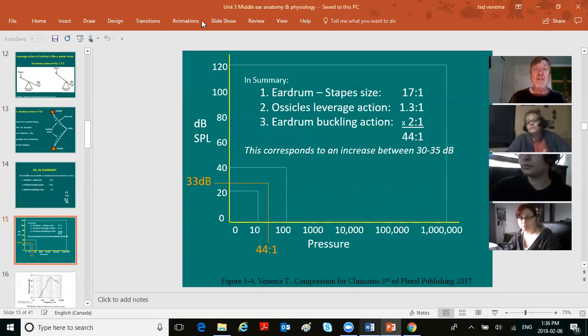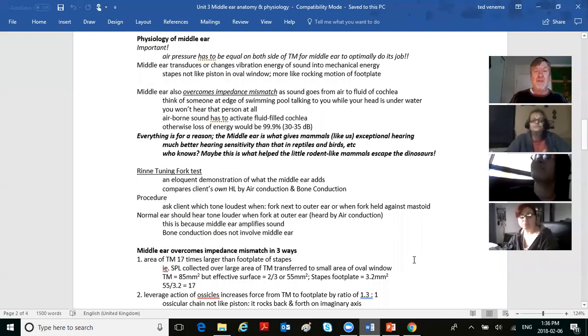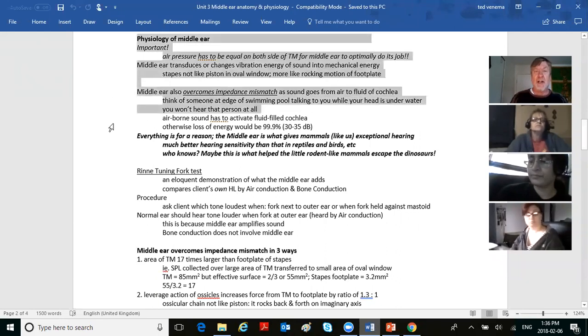And we'll even mention a tuning fork test called the Rinne tuning fork test, R-I-N-N-E. It's in your notes. And I believe what I'll do is I'll show the screen here so we can see those notes as well. And if you're scrolling, look at this. The physiology of the middle ear is what I'm highlighting here.